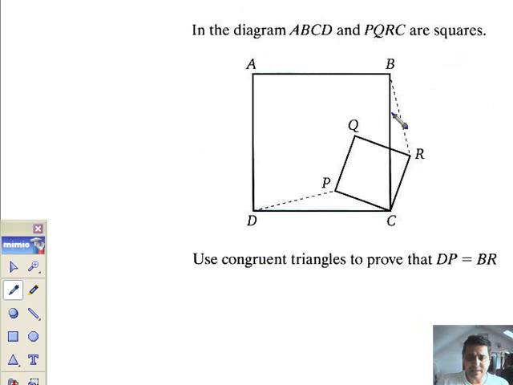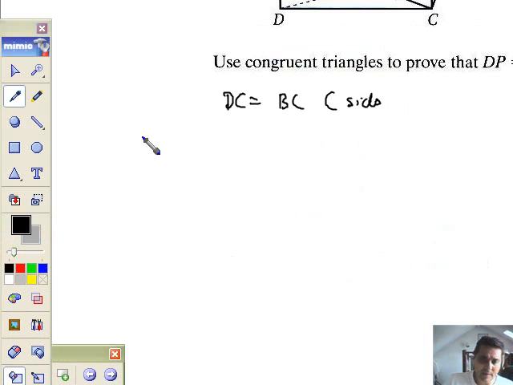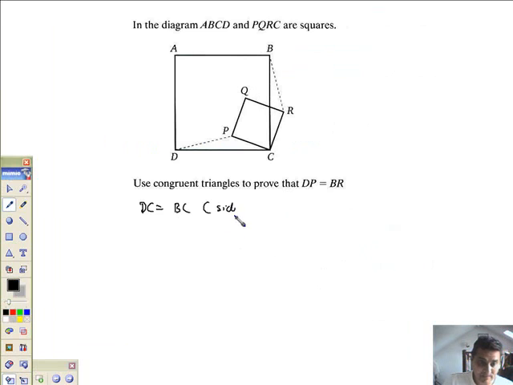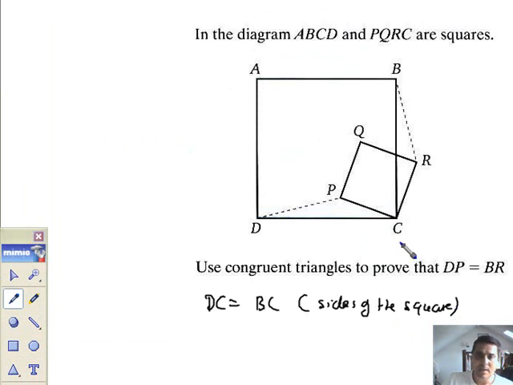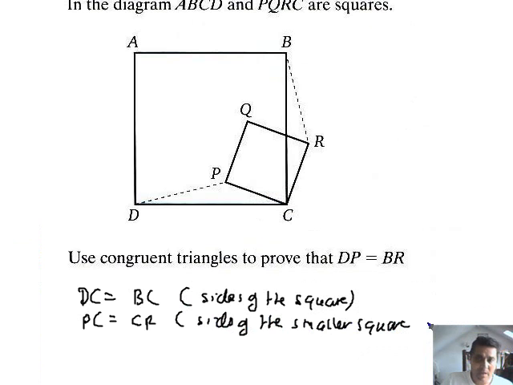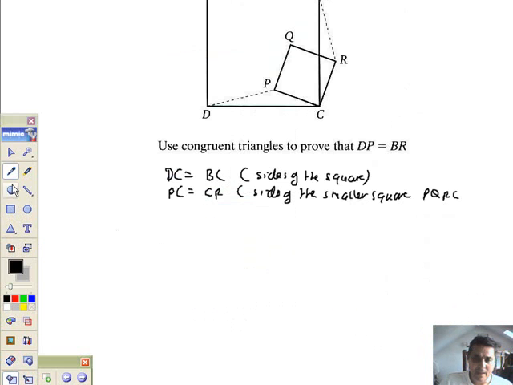So this is a square, therefore DC equals BC. Let's just say it straight away. DC equals BC because they're sides of the square. Is that alright? I forgot to put the E in the word sides. Sides of the square. And also PC equals length CR. PC equals CR. Sides of the smaller square. And that's called PQRC, isn't it? In fact, let me just define the square. Sides of the square ABCD.